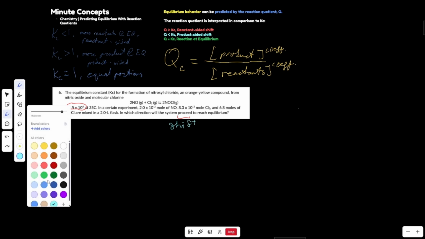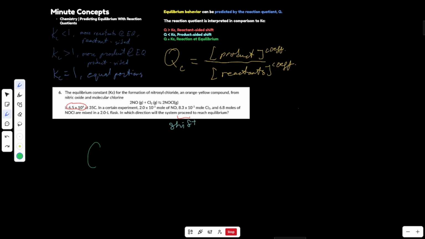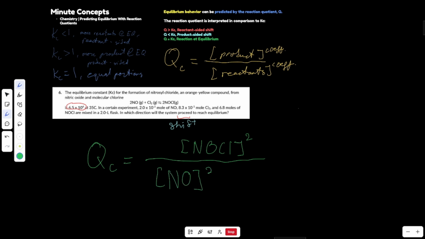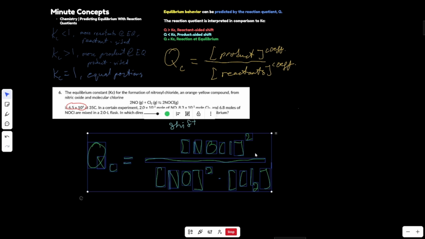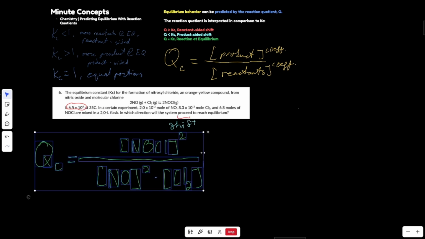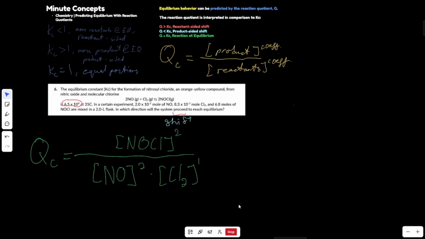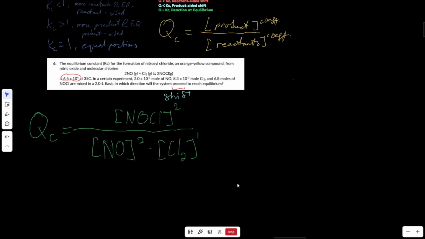Right, so let's draft our Qc expression, or just our Q expression basically. And we'll see that we're going to have the NOCl on top, to the power of 2. We'll have NO at the bottom to the power of 2 as well, multiplied by the concentration of Cl2, which is to the power of 1. Alright, now how do we get the concentrations from here? It's important to note that this is also using molarity. Alright, so Qc also uses molar concentration, similarly to Kc.